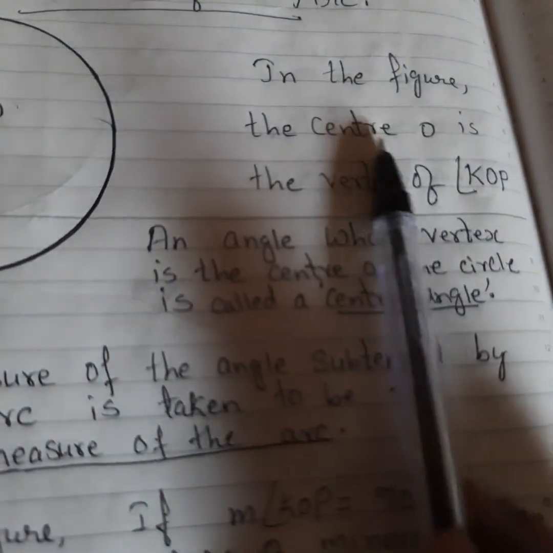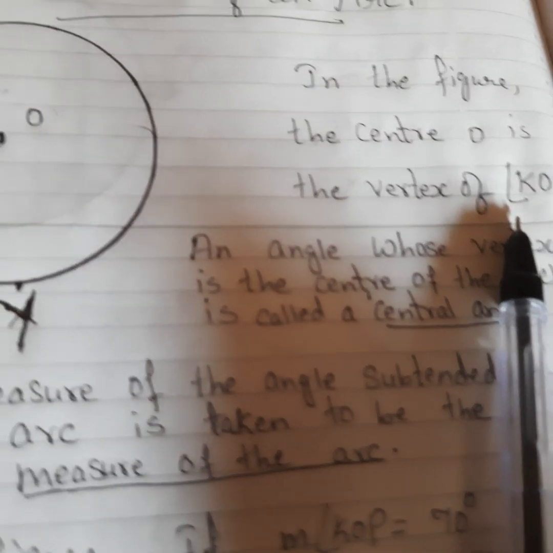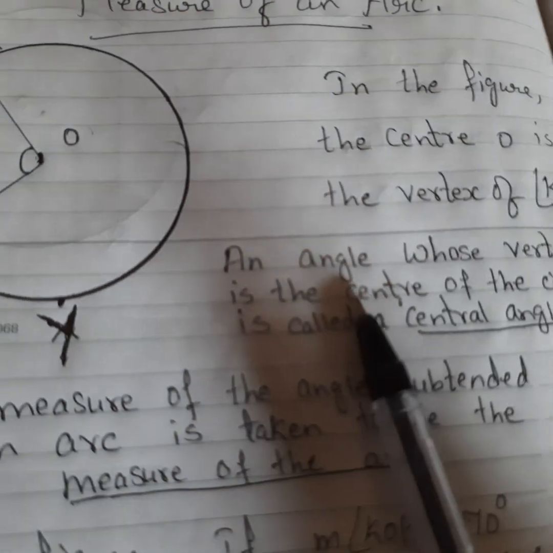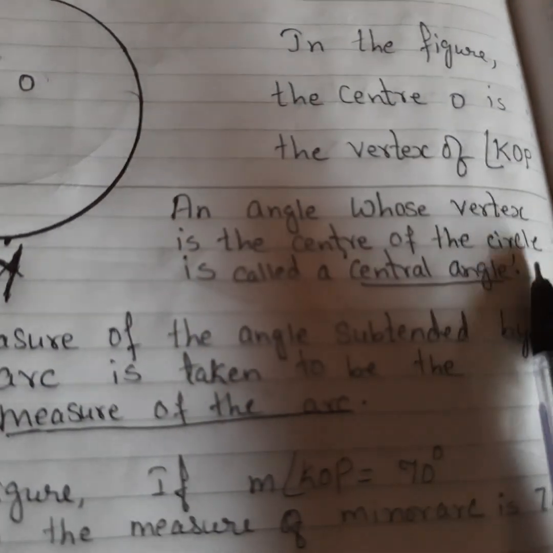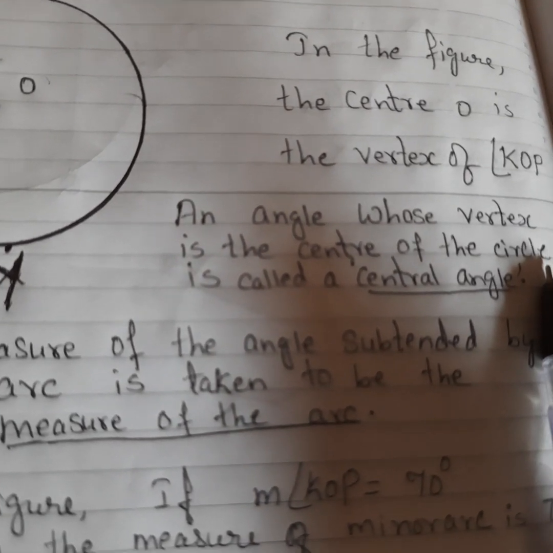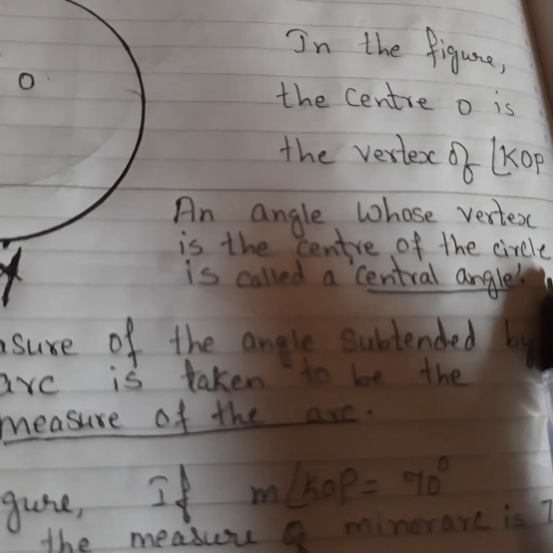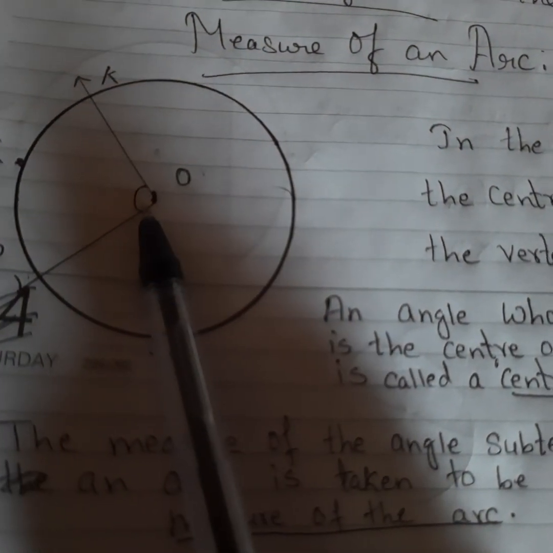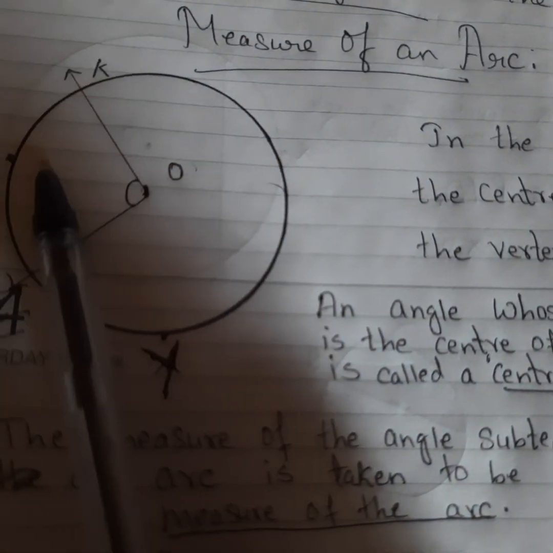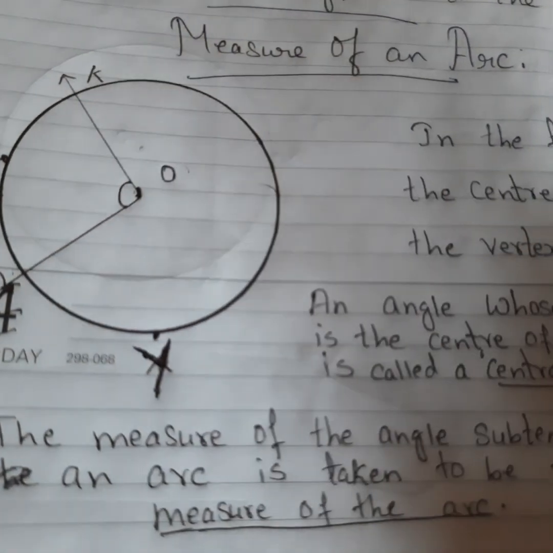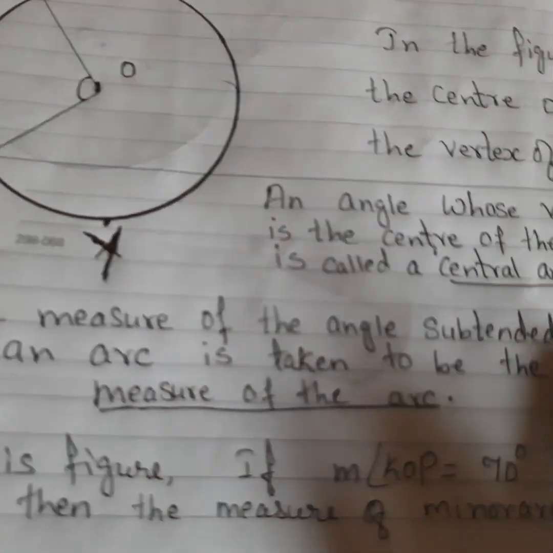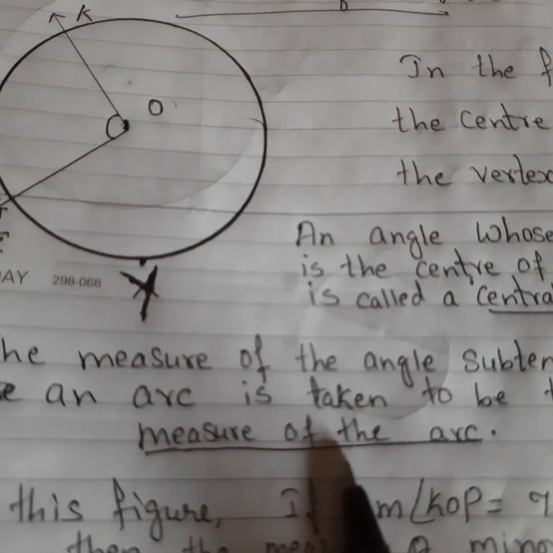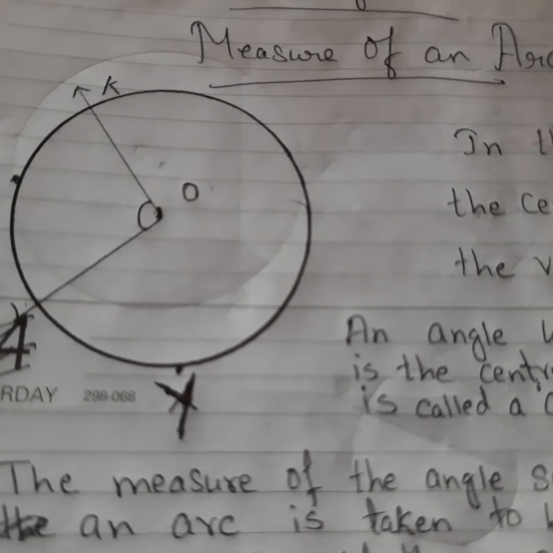So in the figure, the center is the vertex of angle KOP. As I said, O is the vertex of angle KOP. So an angle whose vertex is the center of the circle is called a central angle, because the center O is the vertex of this angle. So this is the central angle. The measure of the angle subtended by an arc is taken to be the measure of the arc. What is subtended? Making. Okay, children.